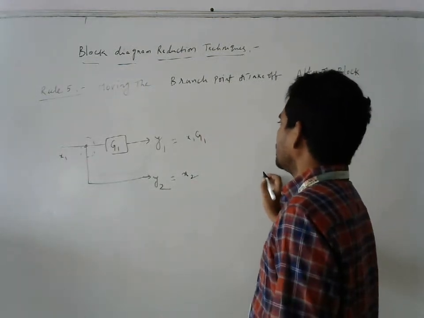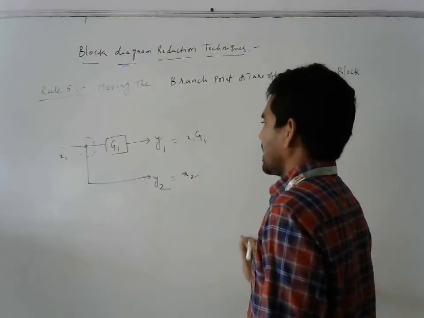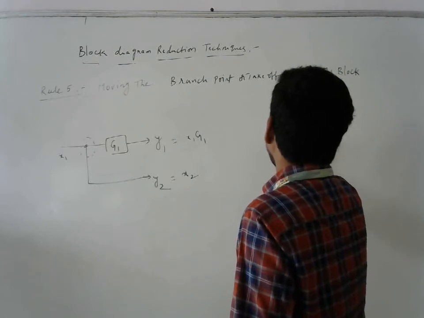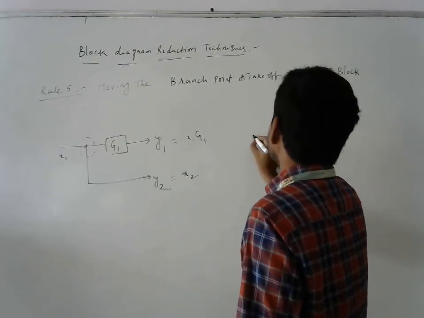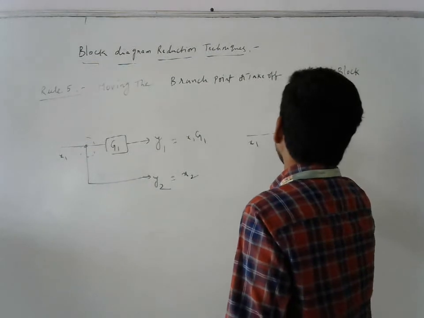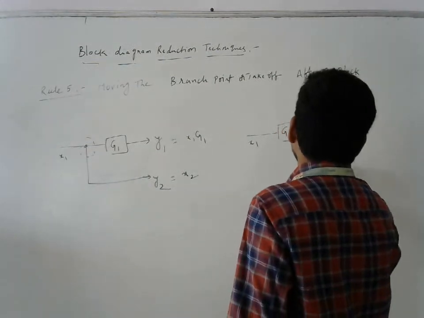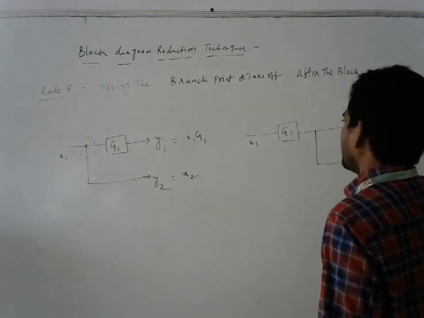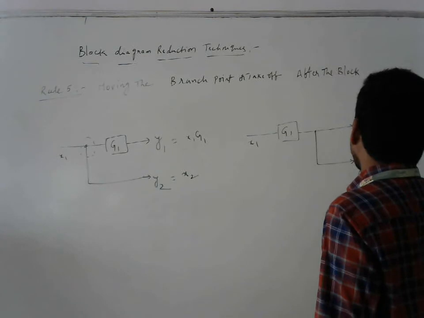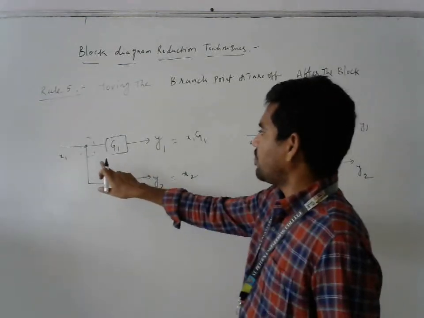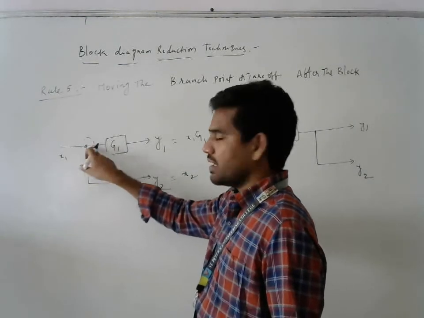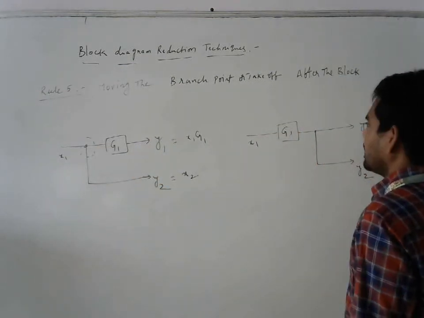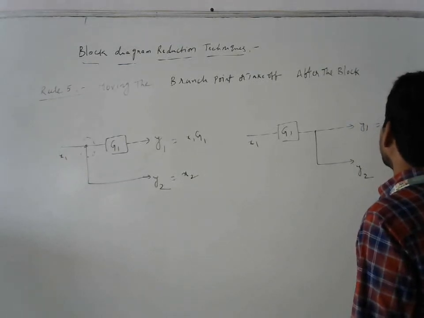Now I am shifting that takeoff point after the block. Here I am having g1 as it is and x1, but I am shifting the takeoff point. See, the takeoff point after the block, instead of here I am going to place the takeoff point here. Now what is the output y1? y1 is equal to x1 into g1, there is no change.